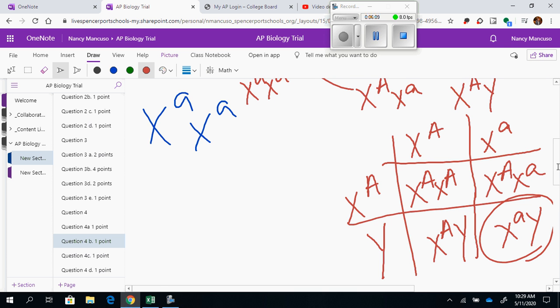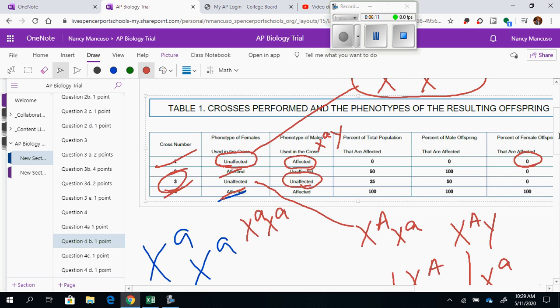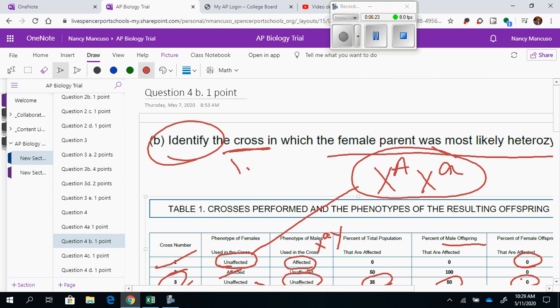So of the total population, I would expect 25%. Yes, that's what you see right there. Of the males, half of them. Yes. Of the females, 0. Yes. So my answer is definitely cross 3. All right, on to the next one.